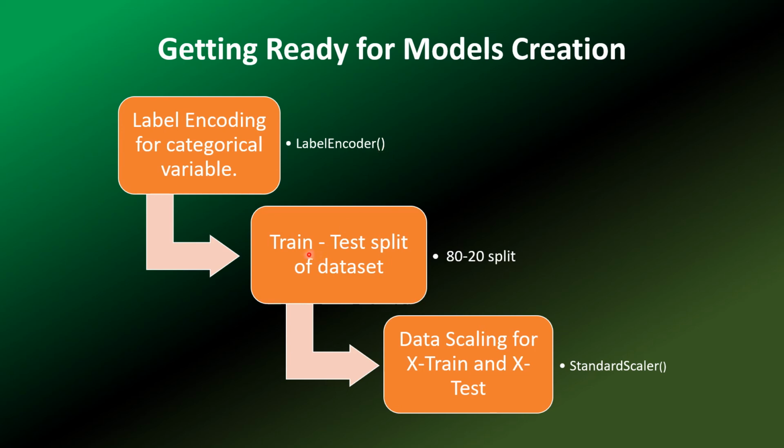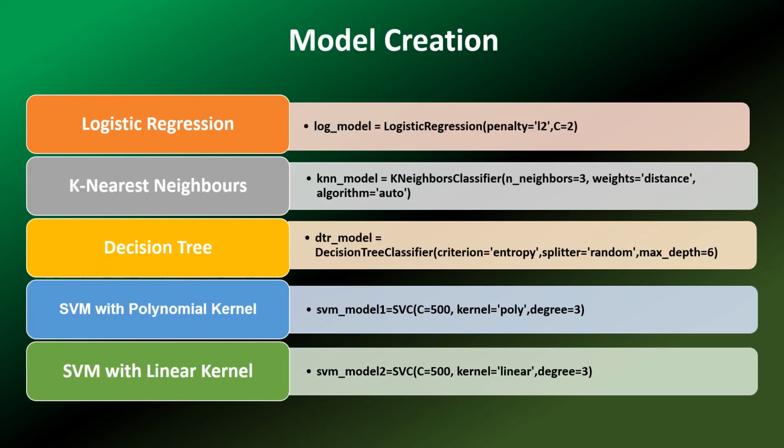Then we are splitting our data set into train and test split. So suppose we have 100 records, so it will be separated: 80 will be in the train data set and 20 will be in the test data set. So after that we'll do the scaling of our X data set. So we are using the standard scaler for that. So after that we are going to create the model. So I have created 5 models. First is the logistic regression, then KNN, decision tree, SVM with polynomial kernel, and SVM with linear kernel. So I have created these with these hyperparameters.